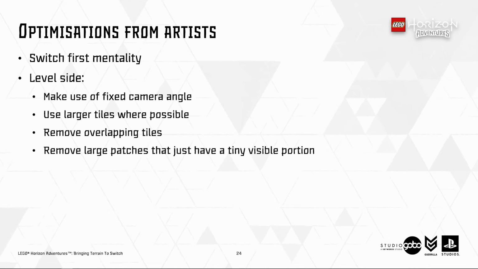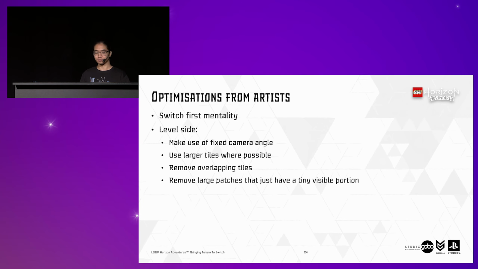To do that, they made the most use of the fixed camera angle. So they use larger tiles where possible. For example, they use 32 by 32 or 16 by 16 tiles instead of 8 by 8 tiles. They also did a lot of manual iterations to keep the number of overlapping terrain patches, or large patches with a tiny visible portion, to the minimum.